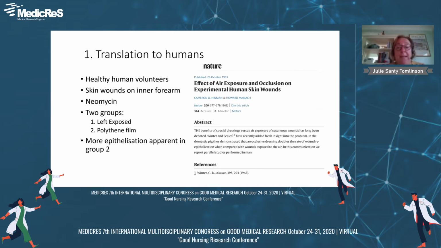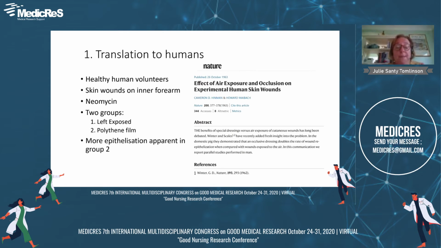So we moved from the animal to the human. They used healthy human volunteers. They created skin wounds on the inner forearm of the volunteers, and they also used a neomycin preparation on the skin for ethical reasons, to make absolutely certain that the individual wasn't going to get an infection. And remember that the ethics of research and the things that Rita's been talking about were really not considered in anywhere near as much detail in those days as they would have been today.